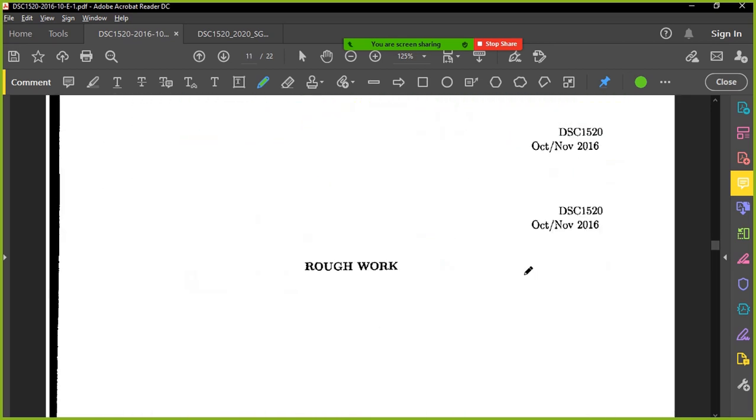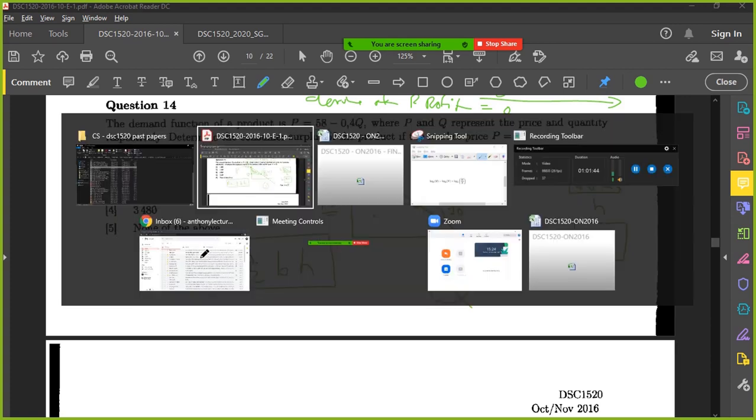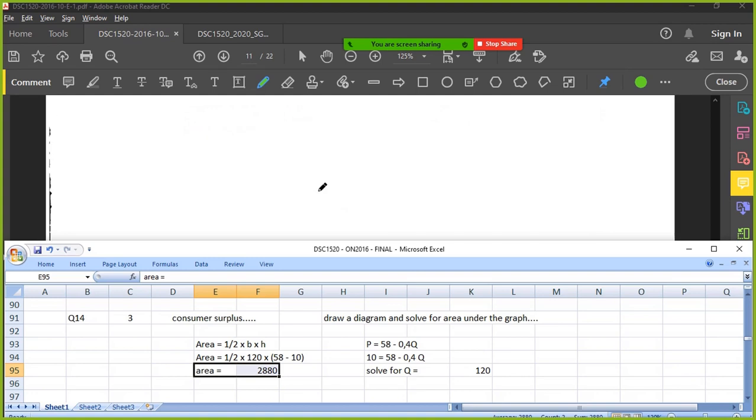Yes, okay. Half base times height is perfect. You've answered it correctly. Just to show you the answer: area, half base times height, 2880, option 3. Perfect. Okay, let's have a look at another one.